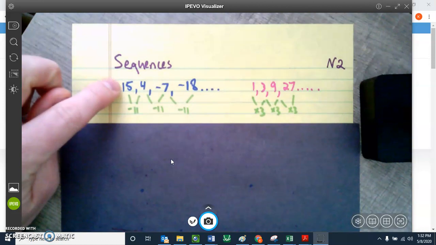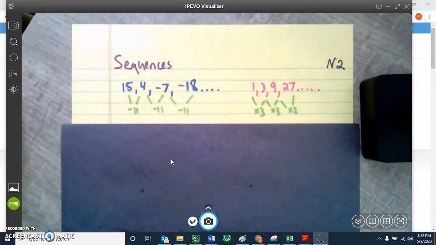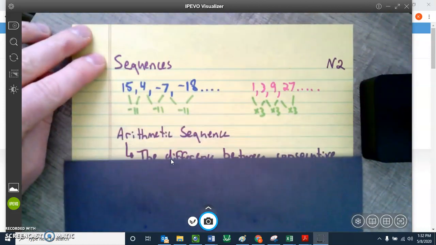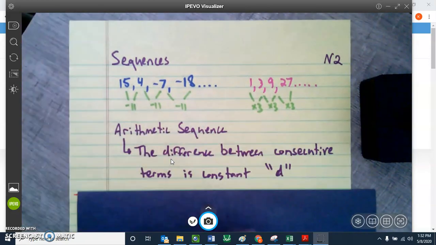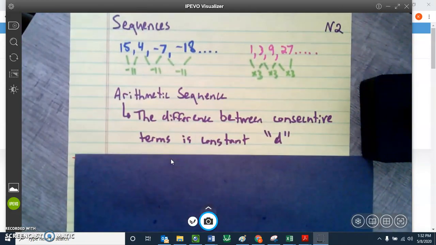We're starting at 15. We're dropping by 11 every single time. This is called an arithmetic sequence. It looks like arithmetic, spelled the exact same, but we say it differently. An arithmetic sequence, there's a difference between consecutive terms.